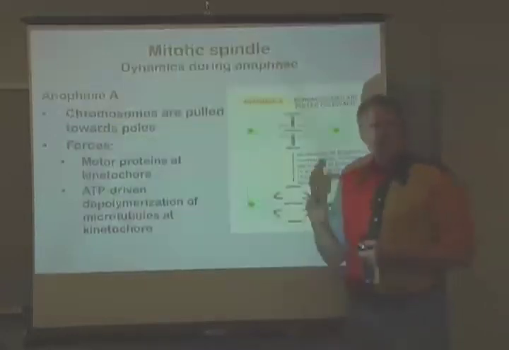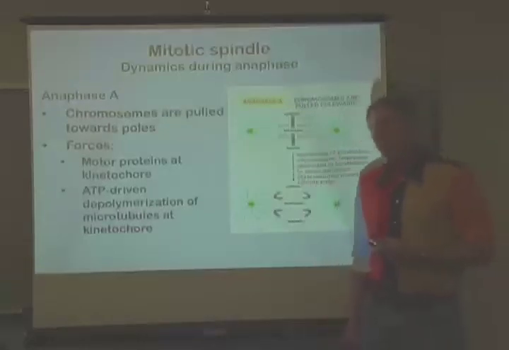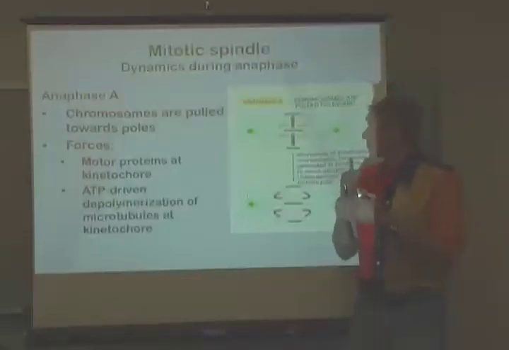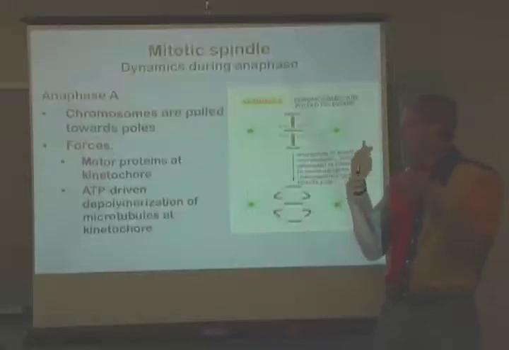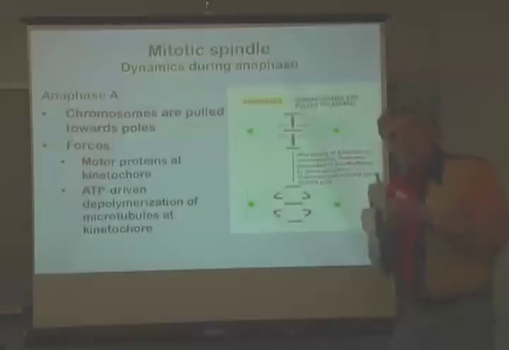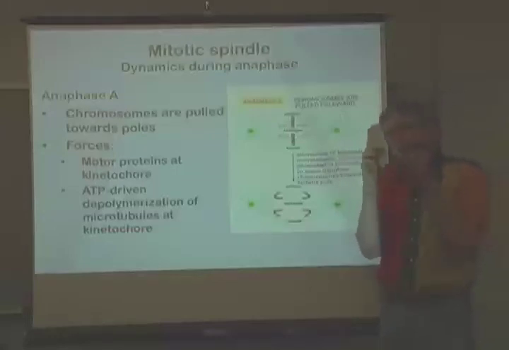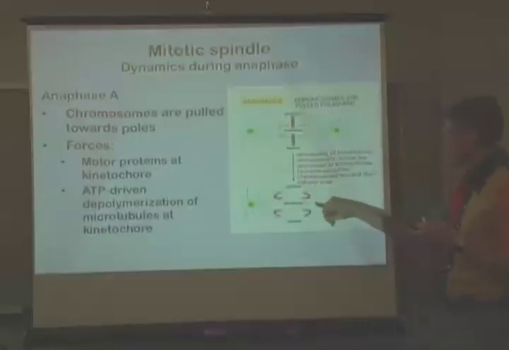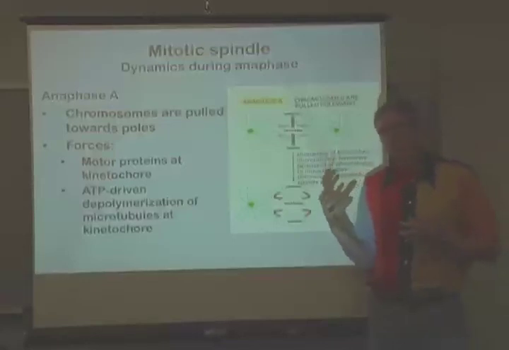During anaphase, there are two phases. In anaphase A, the chromosomes are starting to be pulled apart, okay? That is right when they're just separating, when separase cleaves the cohesins, right? What happens is there are motor proteins right at the kinetochore, and there's a depolymerization of microtubules there as well. The motor proteins are pulling towards the aster, and they're depolymerizing the microtubules really fast.